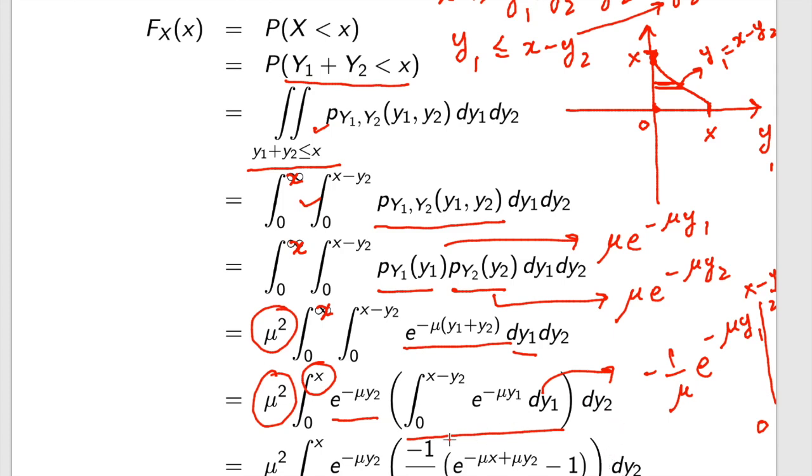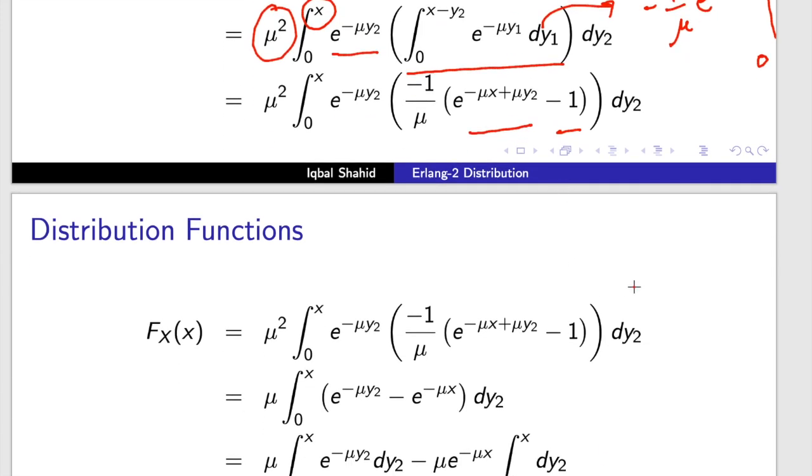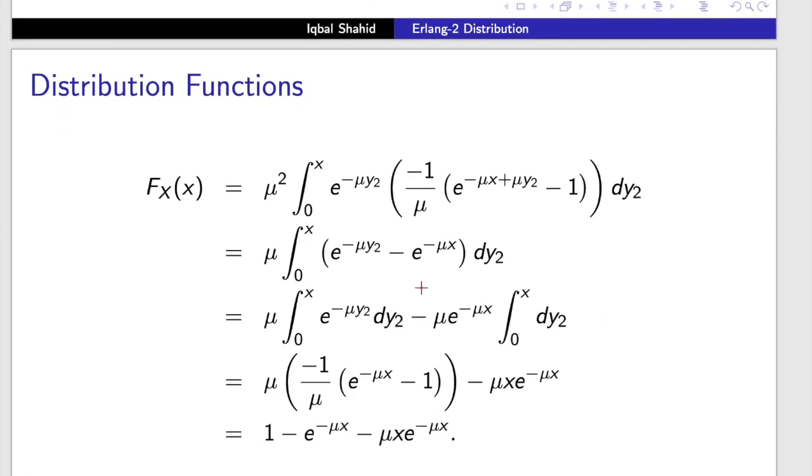Okay, and then if we do that, if we open this, then we will get the first term will be minus e to the minus mu x plus mu y2, and the second term will be minus 1 because e to the power of 0. Okay, and then we just repeated this here in the next page so that we have the clarity.